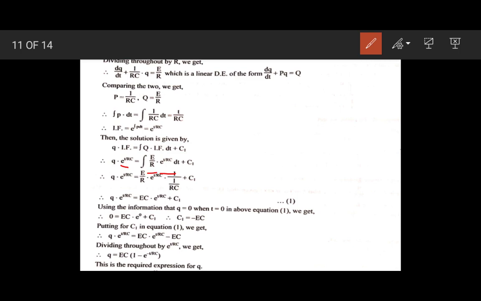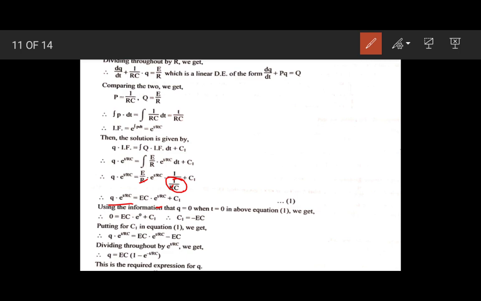Now E upon R is constant, so that will come outside the integral. Then the integral of e raised to T upon RC will be e raised to T upon RC into 1 upon the coefficient of T, and the coefficient of T is 1 upon RC. So now Q into e raised to T upon RC is equal to E into C, this will come in the numerator, so R and R cancel, so E into C into e raised to T upon RC plus C.